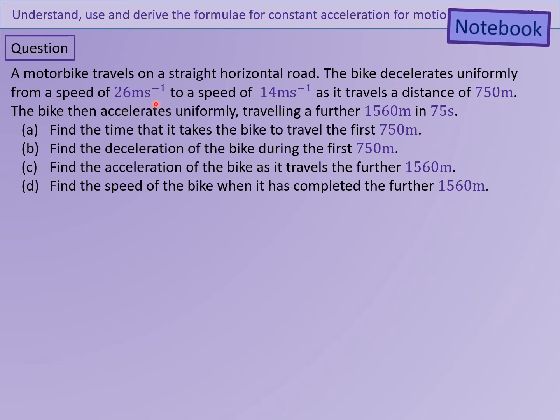We are told the initial velocity and the final velocity and the distance it travels. And then we are told it accelerates again and travels a further 1,560 metres in 75 seconds. We're going to answer these 4 questions using the Suvat equations.